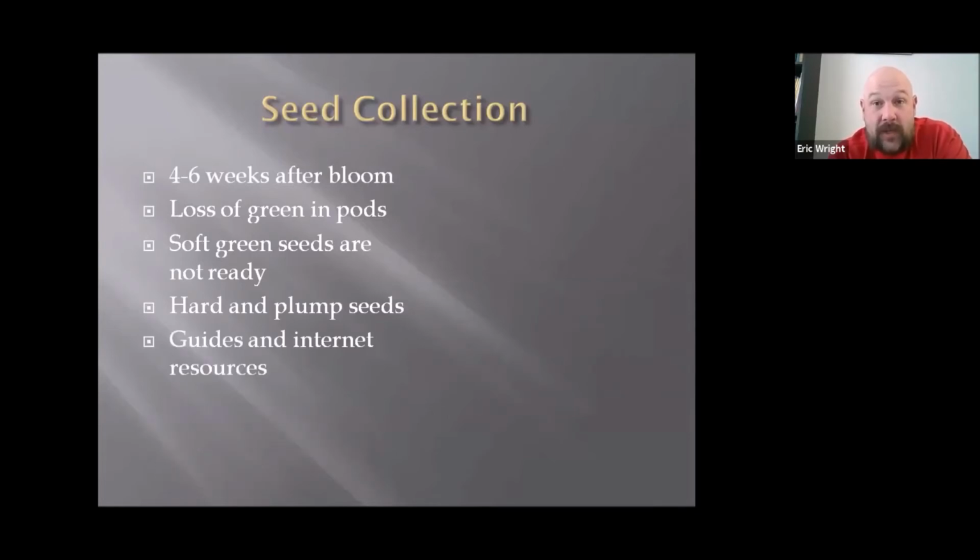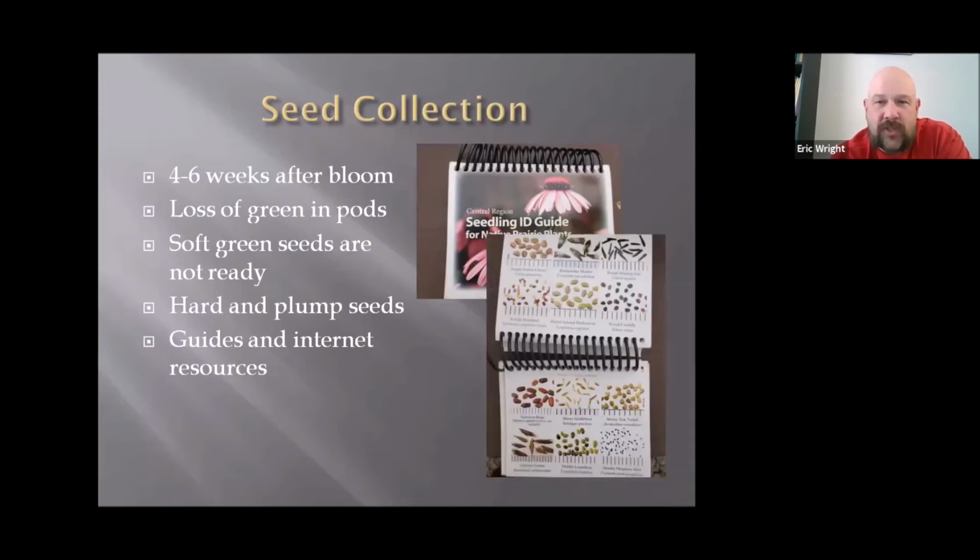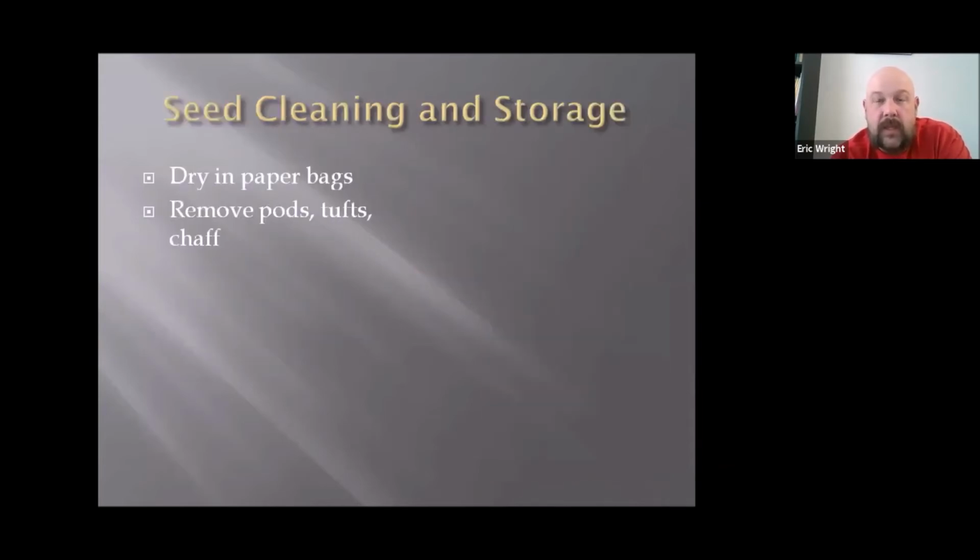There's a couple different guides and internet resources to help you do this. If you've already identified these plants, if you just type in, say, wild bergamot seed, you can probably find a picture on the old Google. One of the things that we use here is this little seedling ID guide for native plants. It's great for identifying plants when they're still real small in stature. But the other cool thing about it is it has scale pictures of different seeds from different species. So you can flip through and see if the seed is ready and make sure you're looking at the right seed.